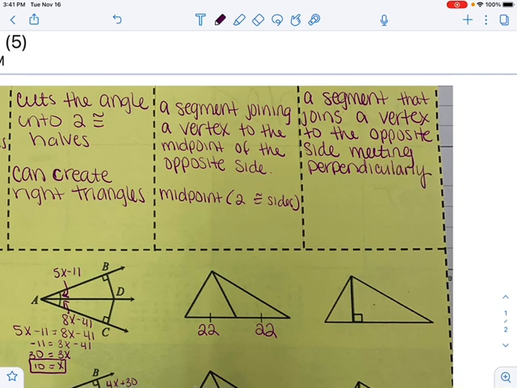Perpendicular means we're going to be getting a 90-degree angle, and that means I have right triangles. In middle school, I know you guys learned the Pythagorean theorem: a squared plus b squared equals c squared, and c is the hypotenuse. Hypotenuse, I think that's how you spell it.